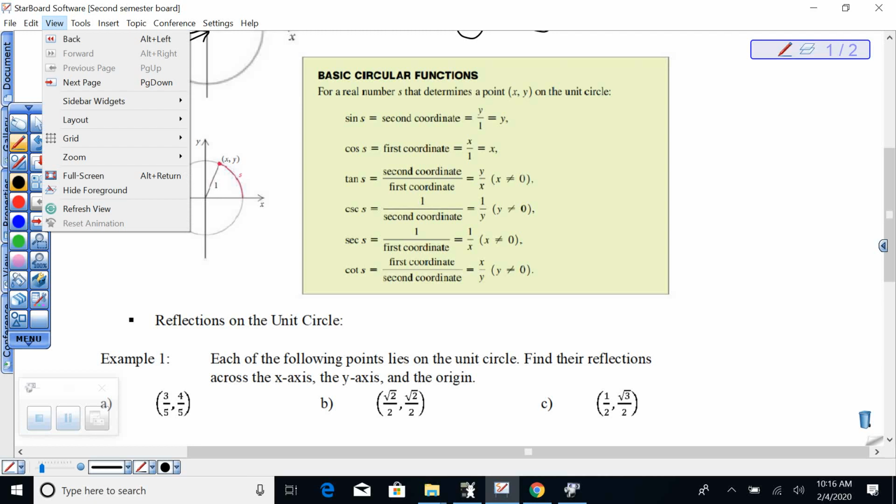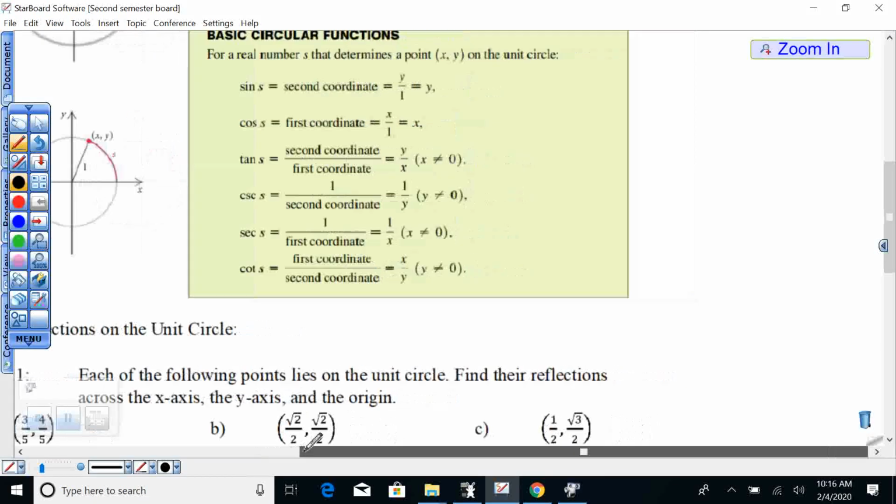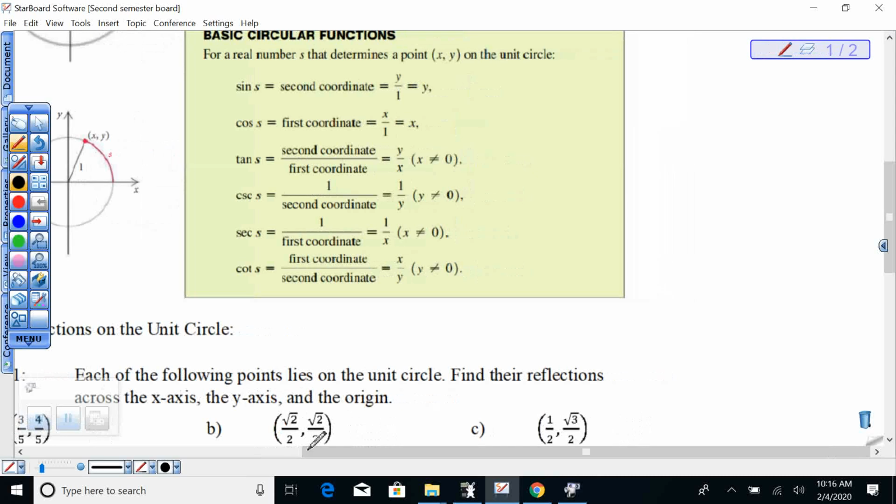So let me zoom in a little bit, so you can see a little better what's happening. So we're going to look at this. It says, for a real number S that determines a point x, y on the unit circle, and remember that S is the same thing as theta, which is the measure of the angle on the unit circle. Because we're on the unit circle, radius is 1, so theta equals arc length in radians.